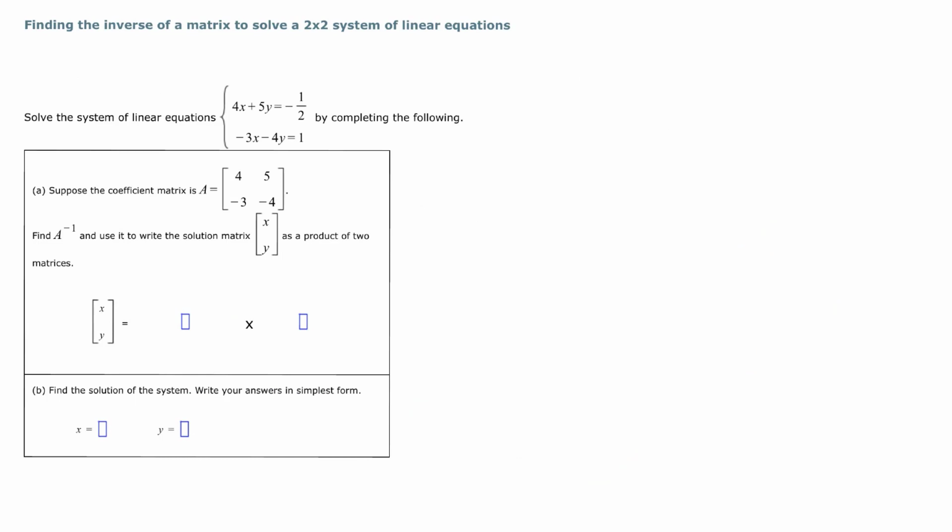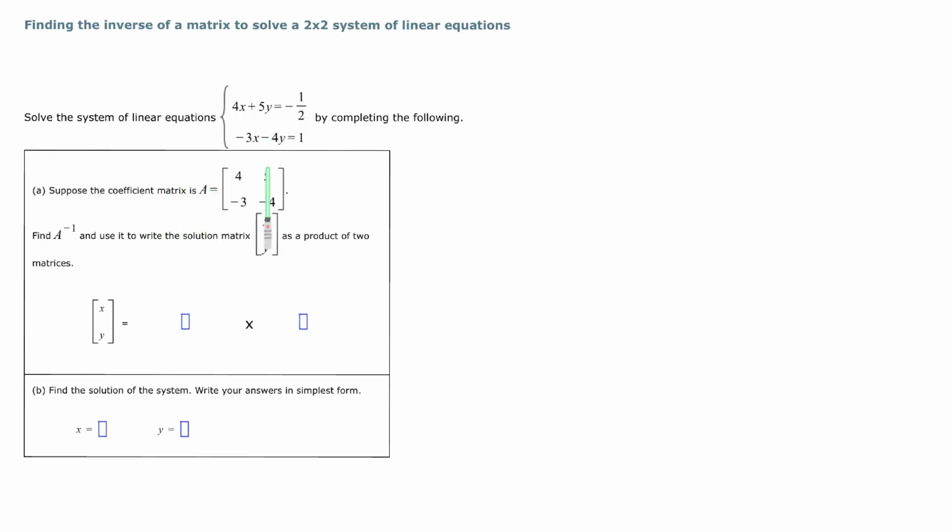So why would anybody find the inverse of a matrix? Well, one application involves solving systems of linear equations. Here is a system, 4x plus 5y is equal to -1/2. And you know that graph's a straight line. Here's another straight line, -3x minus 4y equals 1. We're going to go ahead and use matrix multiplication to try to solve this system.